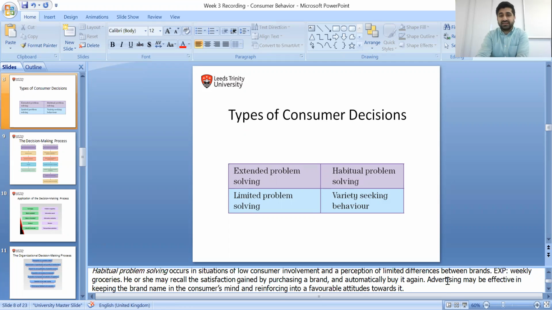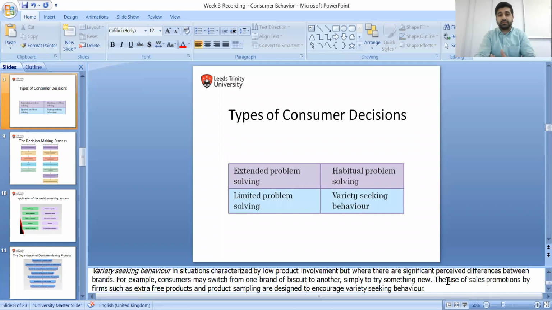Number four is variety seeking behavior. Some people want to try something new. So in this situation, advertising may be effective. An advertising strategy can change the customer's behavior towards a specific product or service.